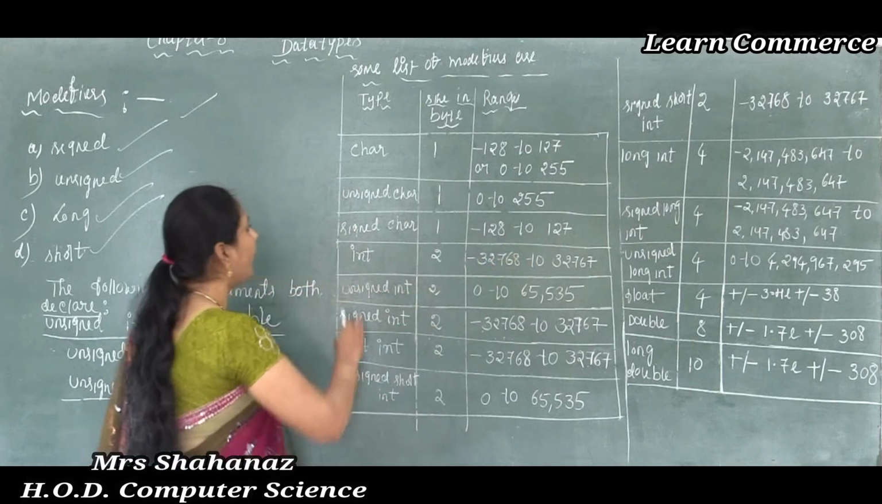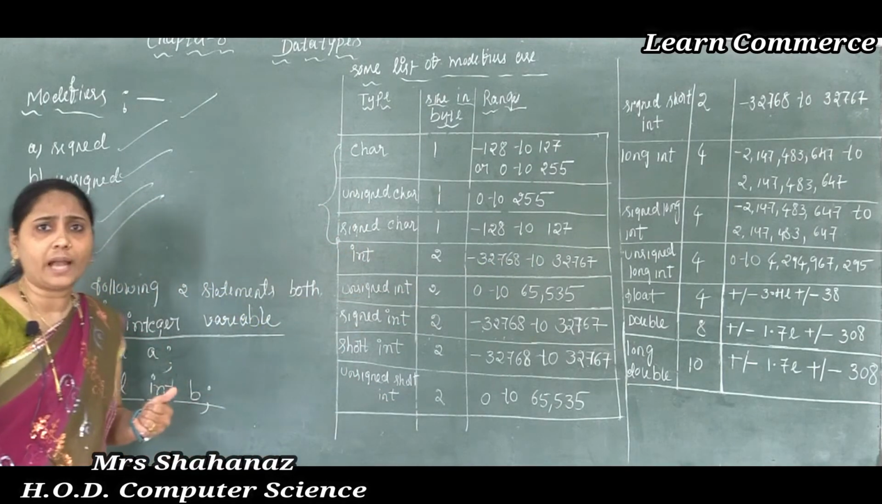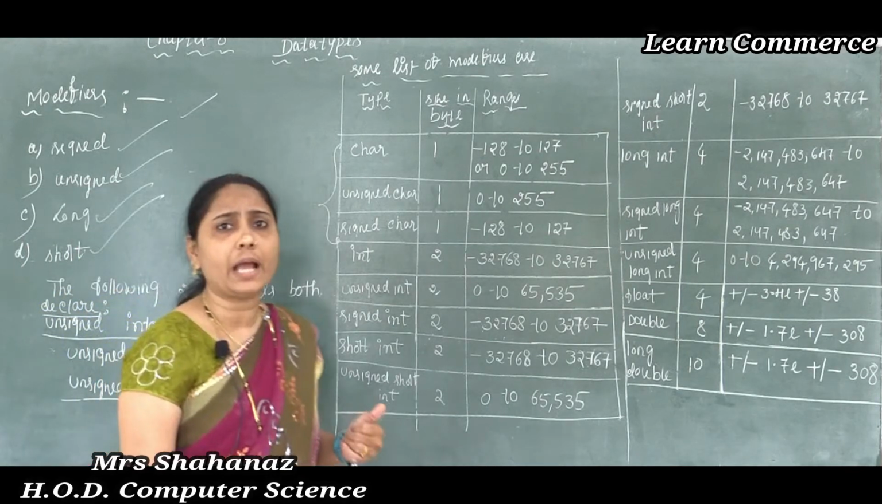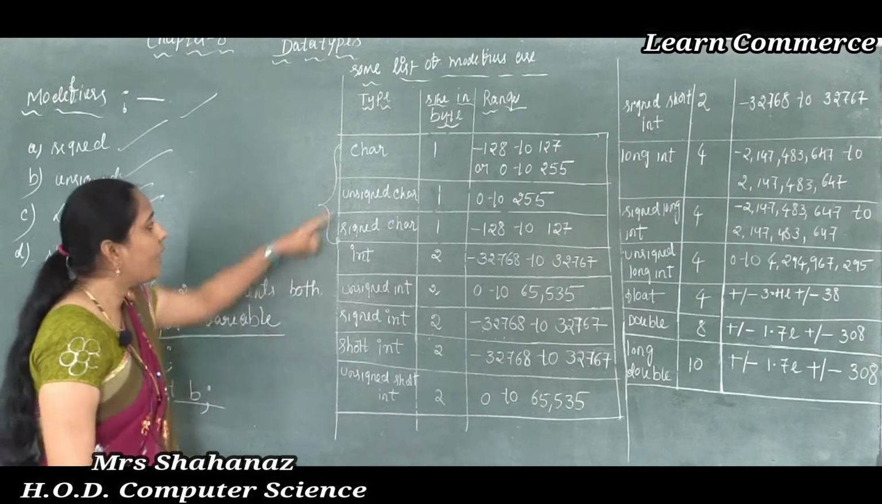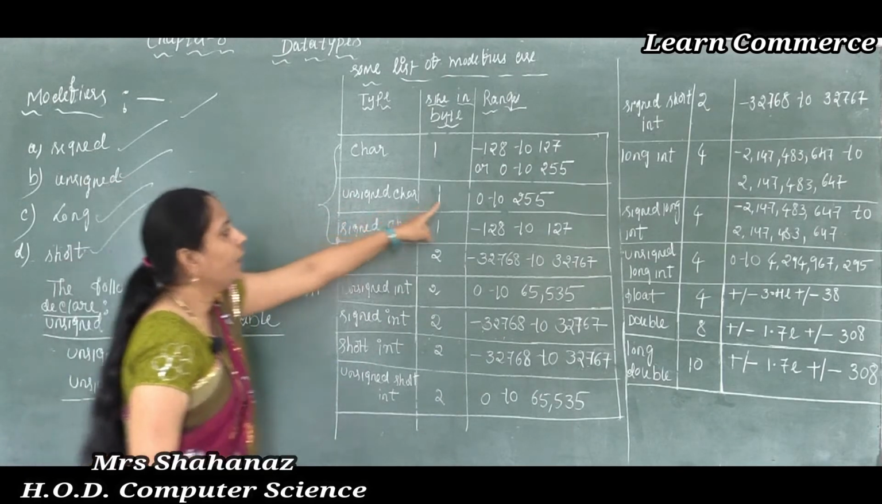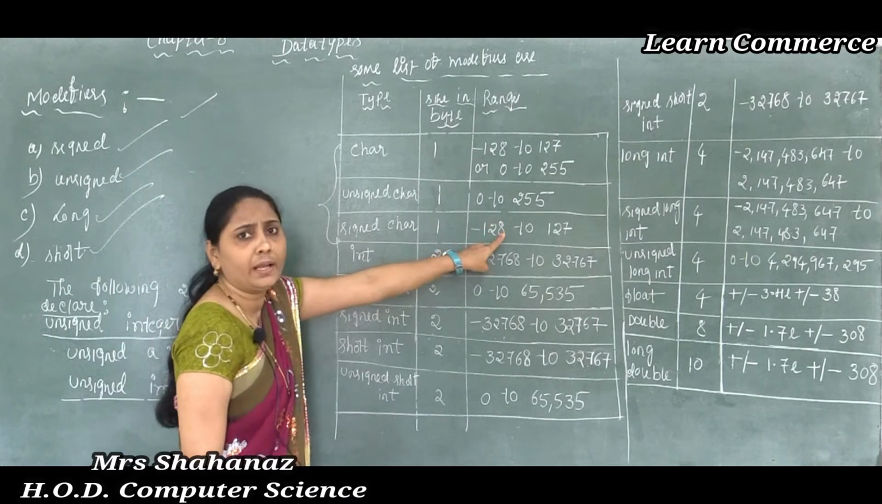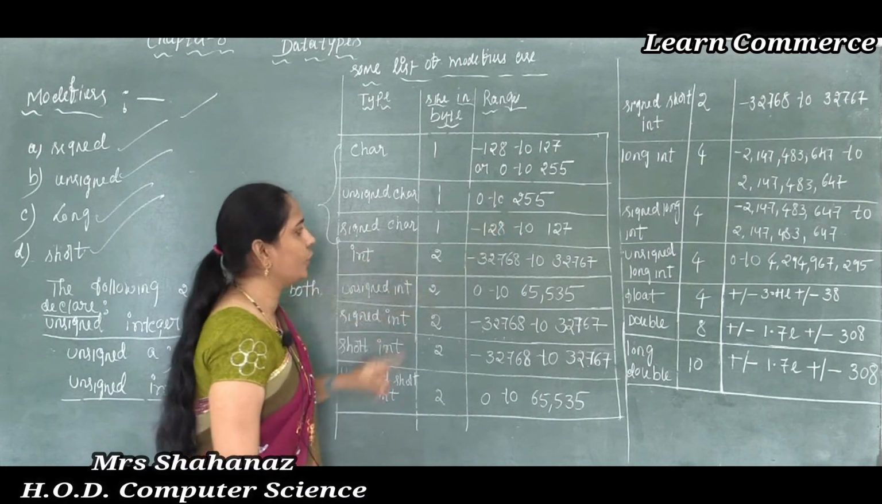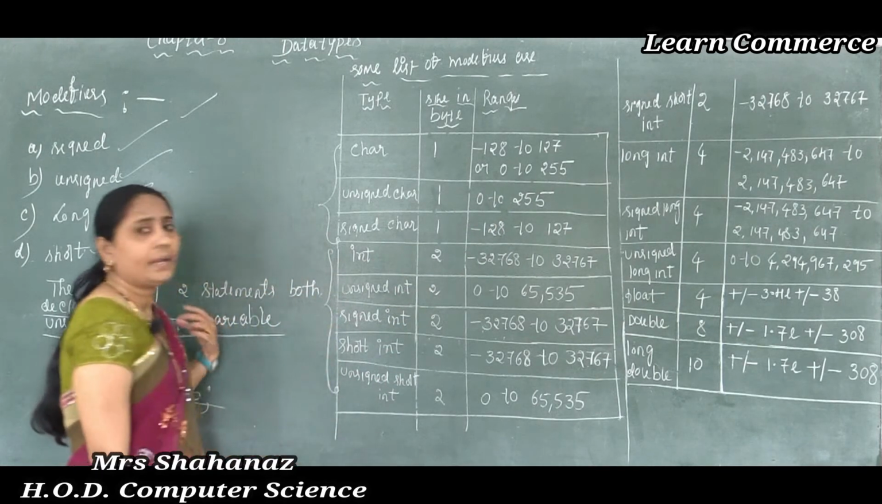And later, after completing char, as we know, the modifiers signed and unsigned apply to the char data type. So signed, unsigned, and the size in bytes is 1 and 1. The signed range is minus 128 to 127, and the unsigned range is 0 to 255. Okay, now shall we move to our next data type.